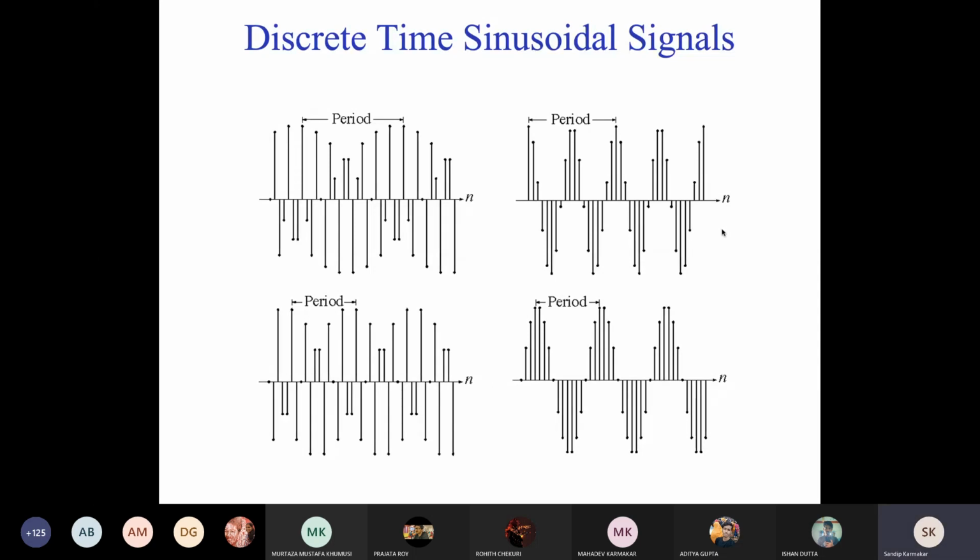The periods of sinusoidal continuous and sinusoidal discrete time are different. Is that correct? No, sir, they're the same because it's just the crest and trough combined. Right. Yes, that's right.